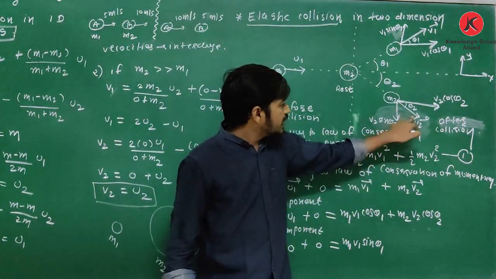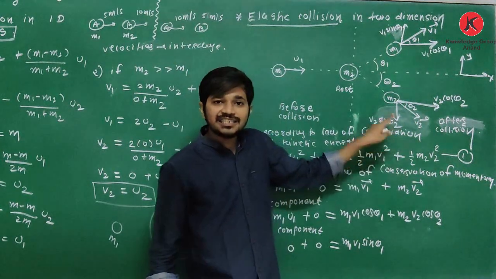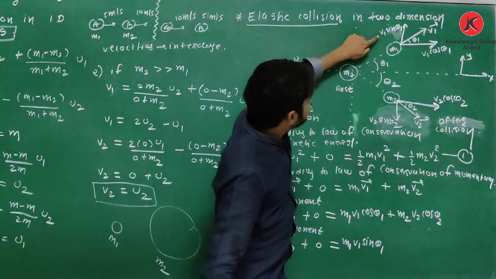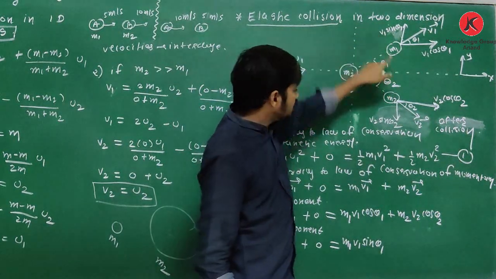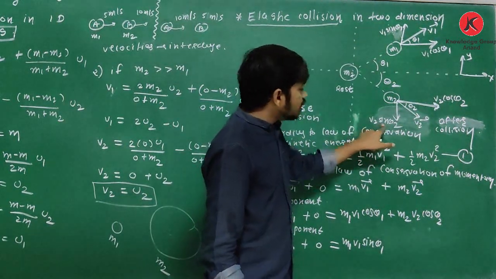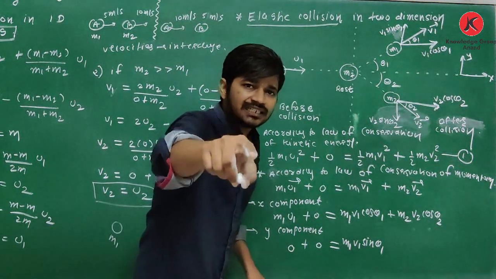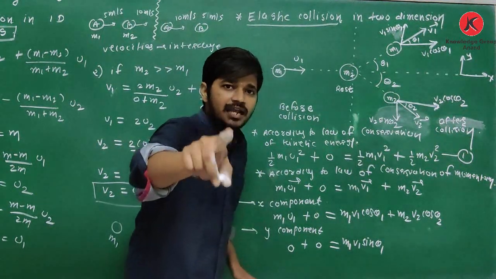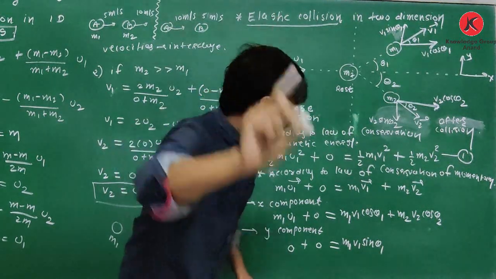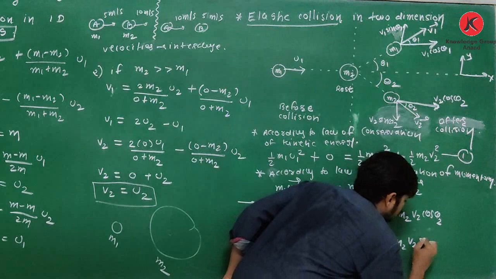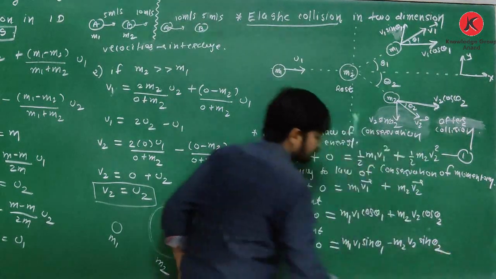This V2, its y component is in the vertically downward direction. See, this V1 sin theta 1 is in the upward direction. This V2 sin theta 2 is in the downward direction. So yes, I have to consider its sign negative. So here I have to write minus M2 V2 sin theta 2.